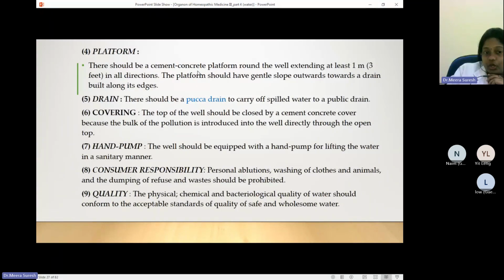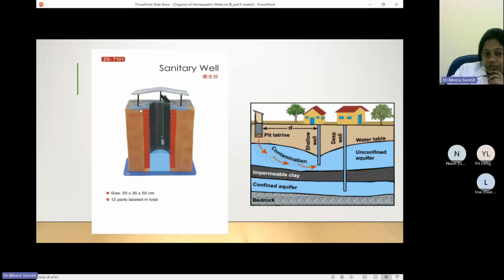So there should be a cement concrete platform round the well, extending at least 1 meter or 3 feet in all directions. Don't have to remember that value. The platform should have a gentle slope outwards towards a drain along its edges. So like this, a platform with a slope, so that the water will be draining off easily.